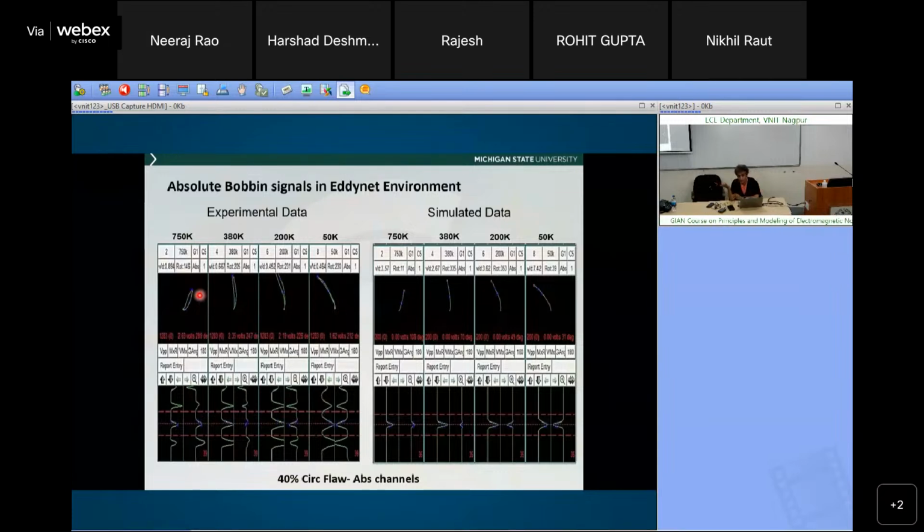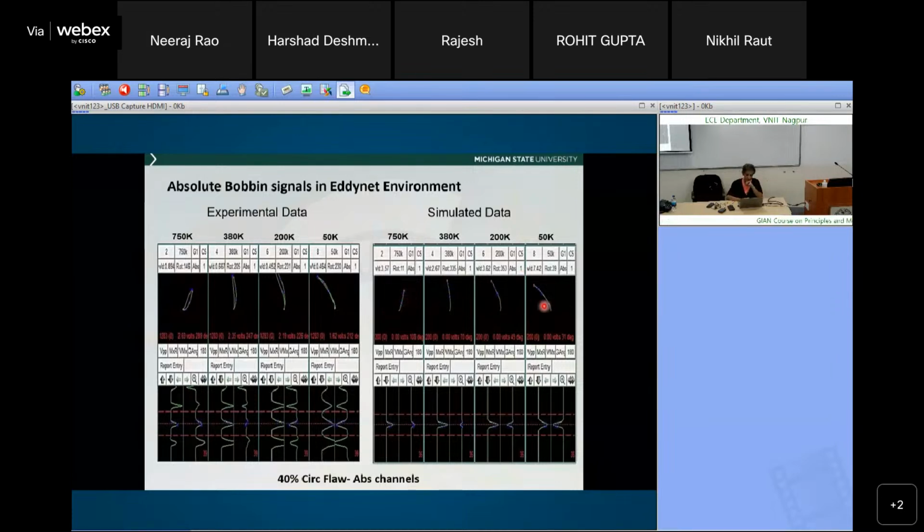Right, and in between you have nothing. So here you have, again, for the absolute coil, a 40% circumferential flaw. And these are the 4 different frequencies and the corresponding signals. You can see that the phase of the impedance plot is very good, and the shape also is very good.